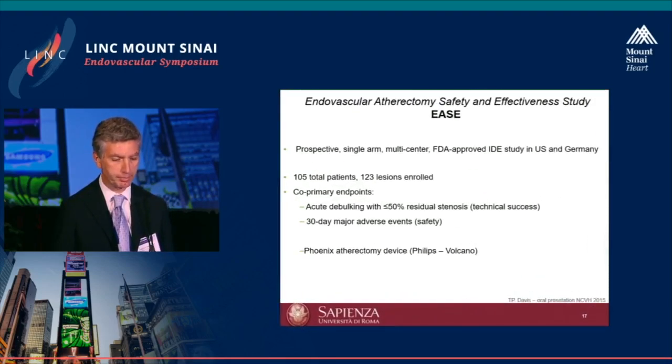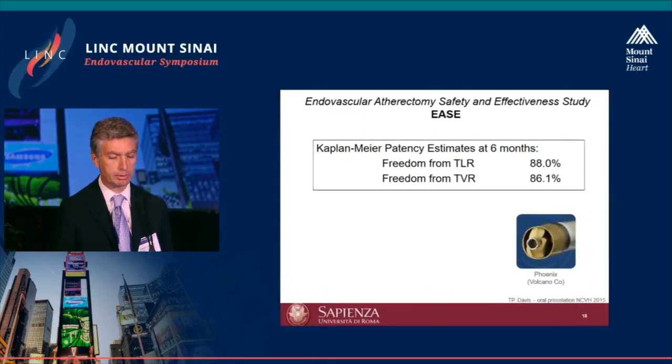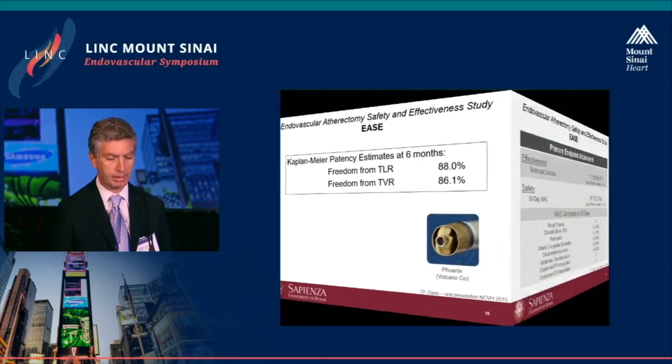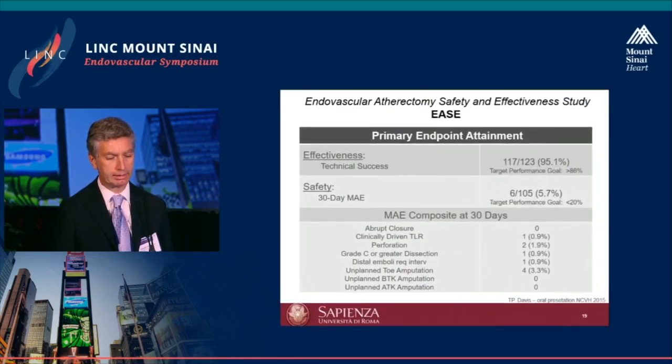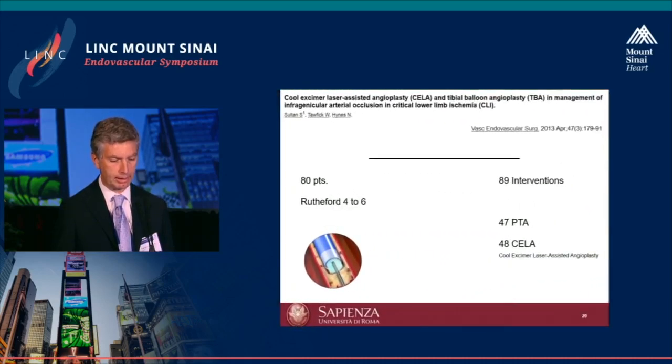This is the study that was conducted using the Phoenix atherectomy device in 100 patients with more than 120 lesions. And you can see that the freedom from TLR was 88% after 6 months, with freedom from TBR around 86%. Very interesting also the technical success, 95%, and very low rate of major adverse events after 30 days, just 5%. Finally, the laser.